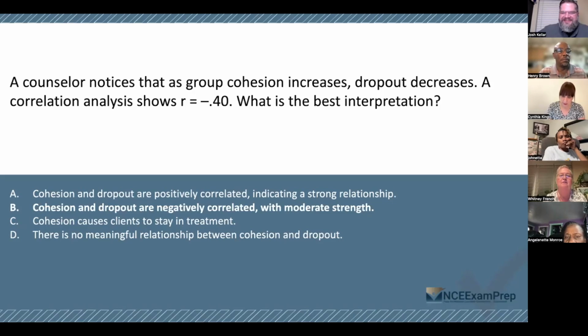Good. Cohesion increases and dropout decreases, meaning people stay in treatment. As the group gets more cohesive, the number of people dropping out lowers. Increased cohesion, lower dropout. That's the negative correlation. Okay, good. You guys just dissected that one really great. What was the answer? B. B. Okay, it's bolded here.